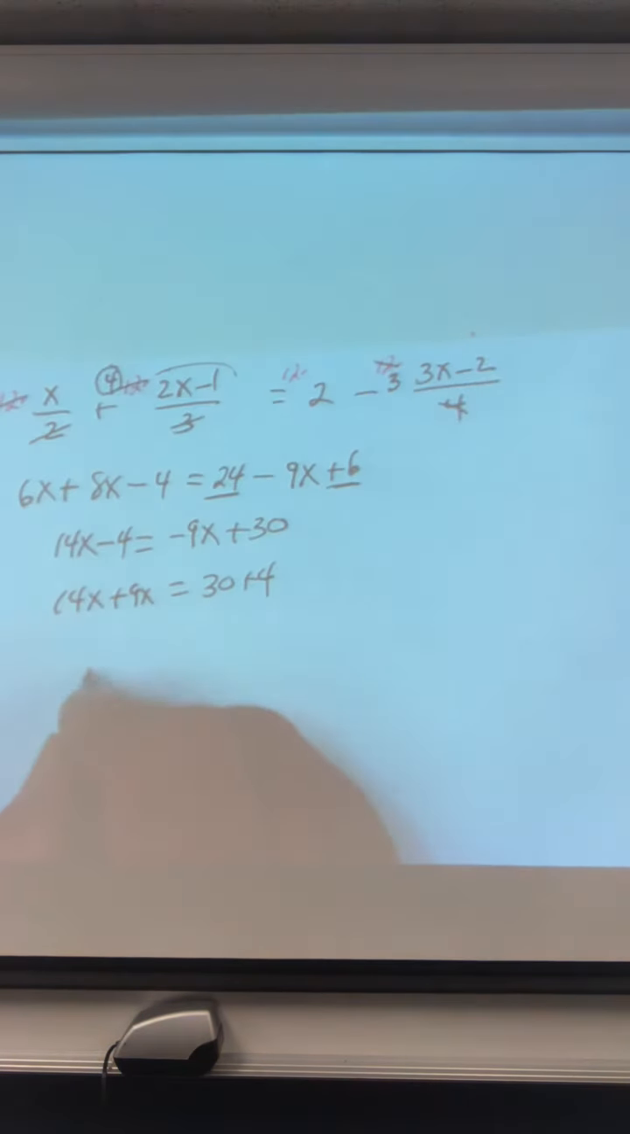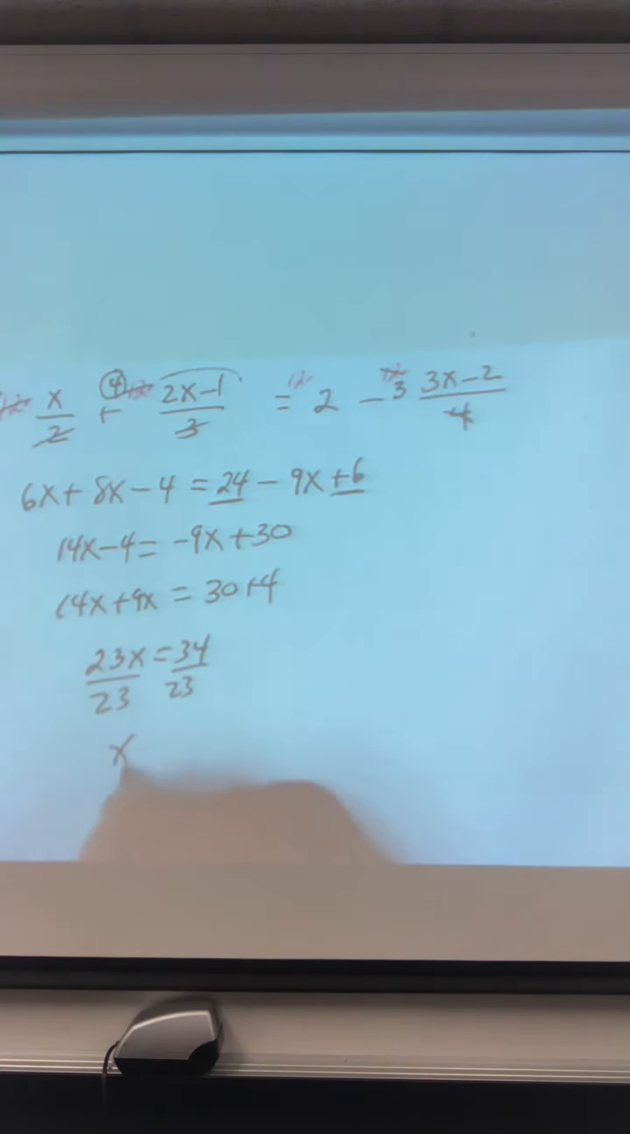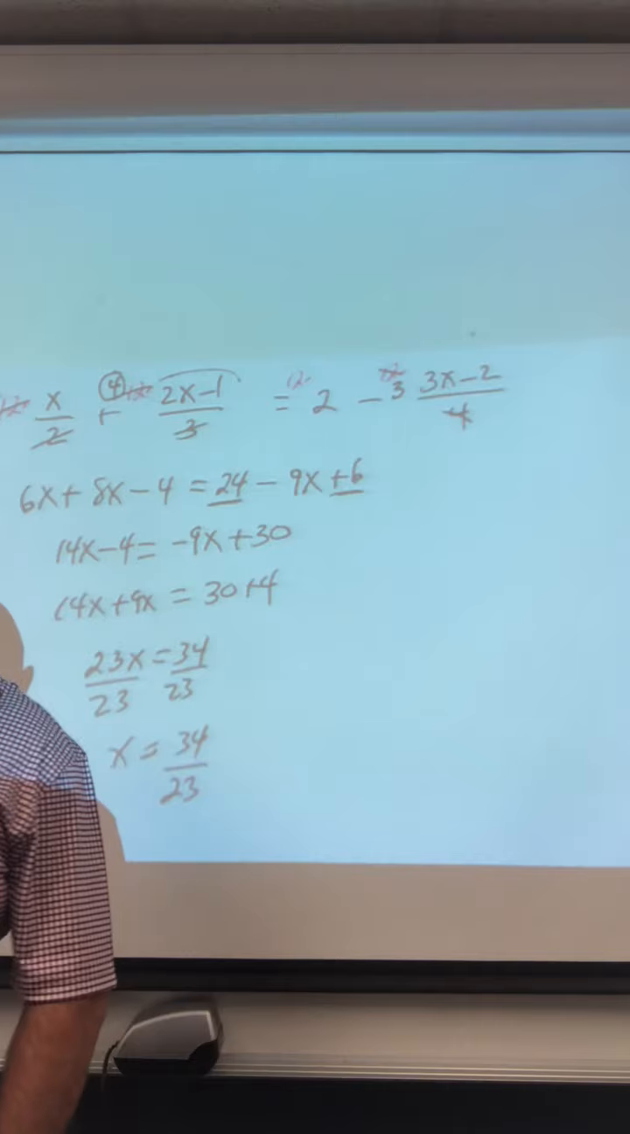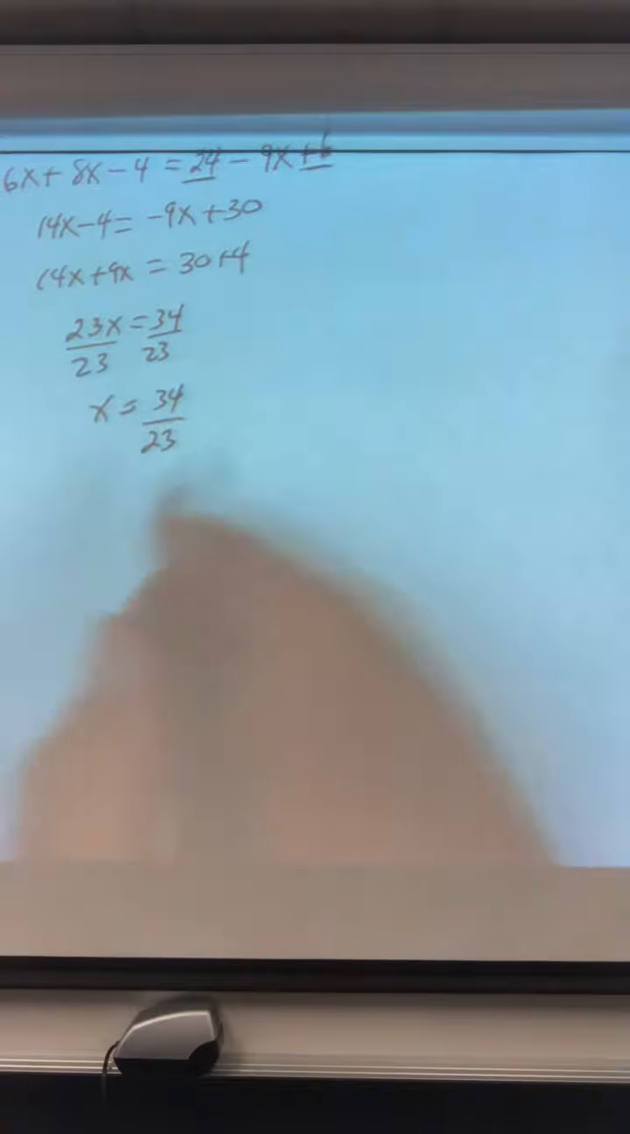So this is 23x equals 34. Then divide both sides by 23. So x equals 34 over 23. All right, I'm going to do one more example here to close out the section with fractions.